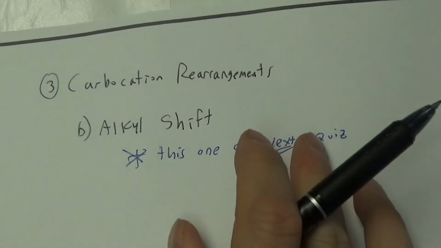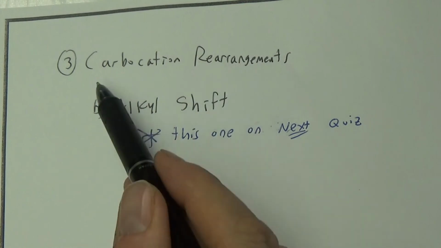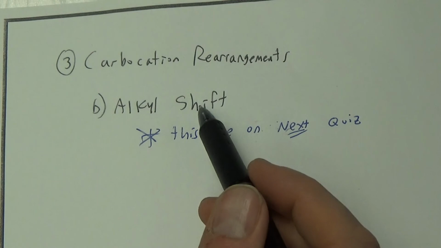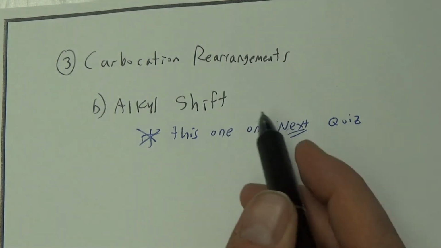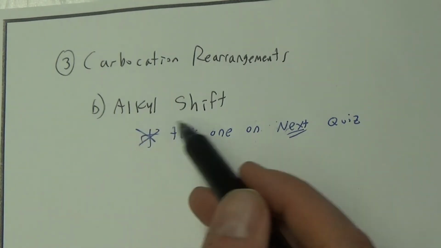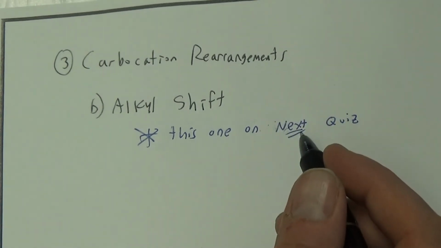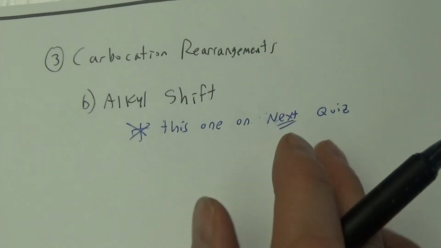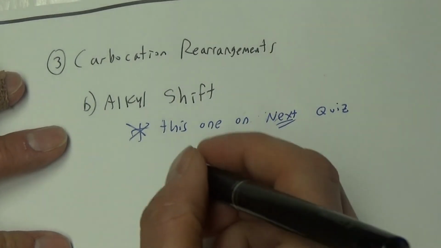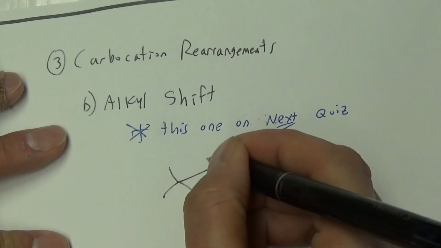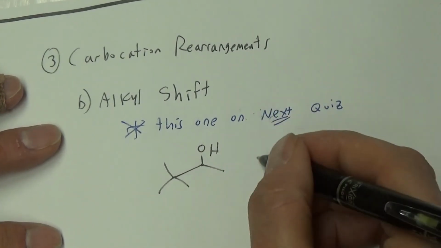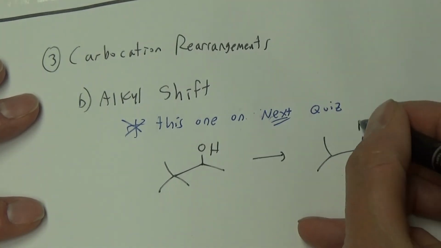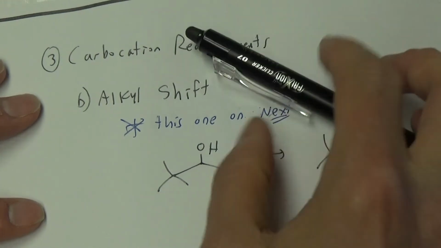Alright, so I'm going to end, but I just want to mention there's another kind of carbocation rearrangement. It's called Alkyl Shift instead of Hydride Shift. And this one will be on the next quiz. So Hydride Shift will be on the upcoming quiz, and then this will be on the next quiz. I'm going to draw it real quick just to show you what it is, but it's just a slightly different kind of rearrangement. I'm just going to cut to the chase and just draw what happens.